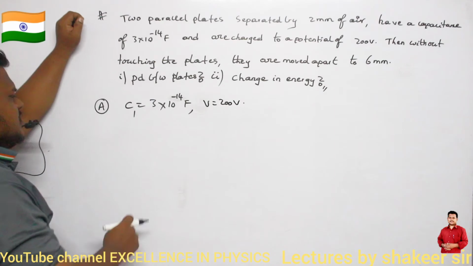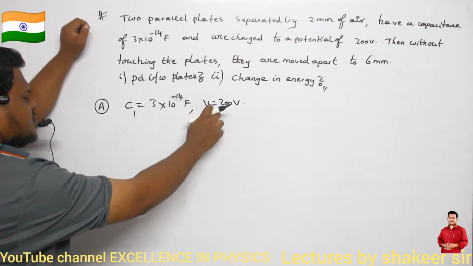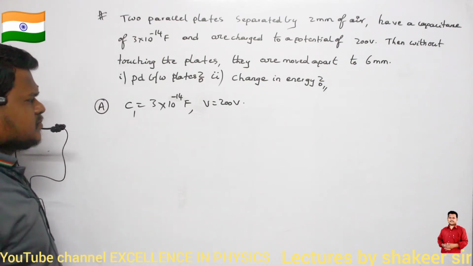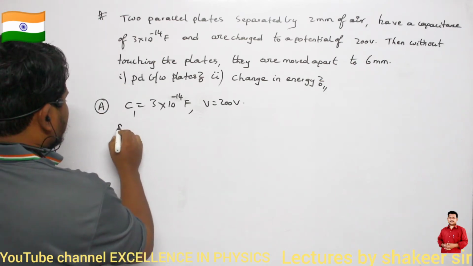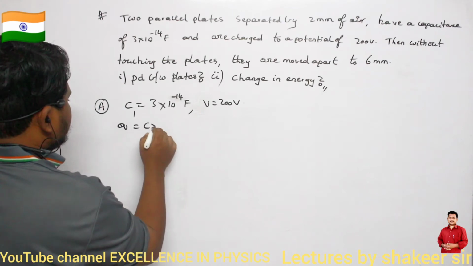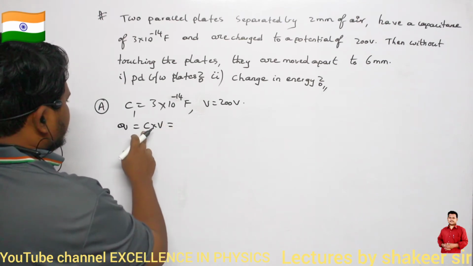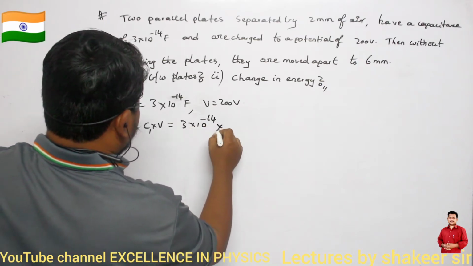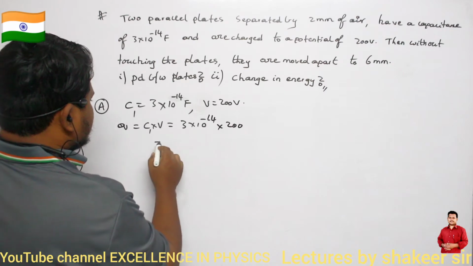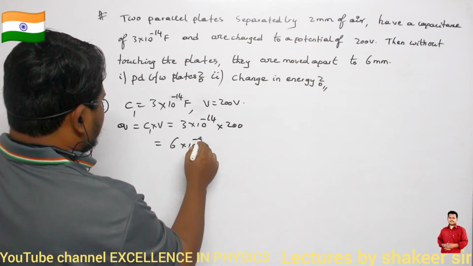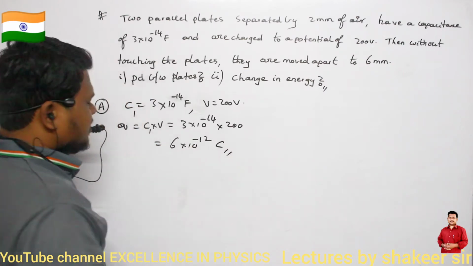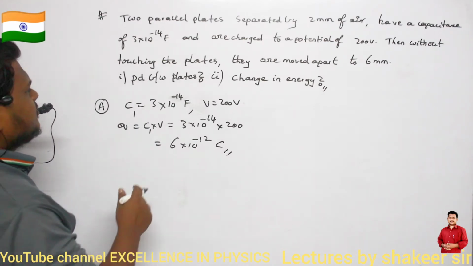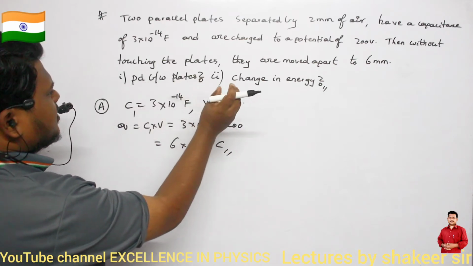Clear? If this much capacitance is present and this is the potential difference, can't I calculate how much charge is stored? The initial charge Q is equal to C into V. Capacitance is 3 into 10 power minus 14, multiplied by potential difference 200. So 3 2s are 6 into 10 power minus 12 coulombs of charge. This is the charge present initially. Now, without touching the plates, they are moved apart by 6 mm.